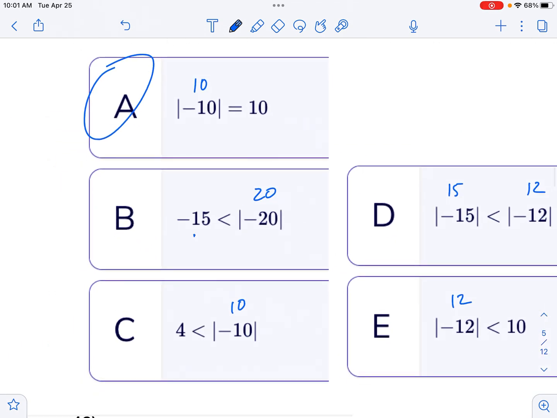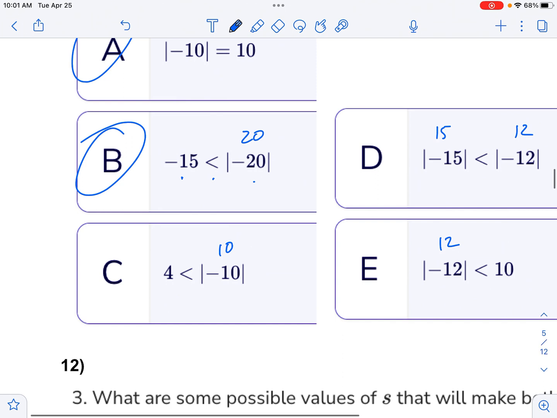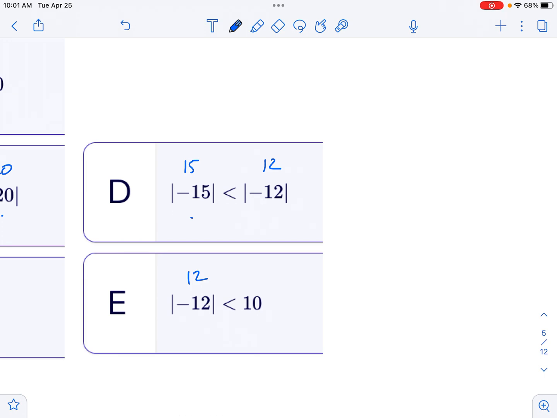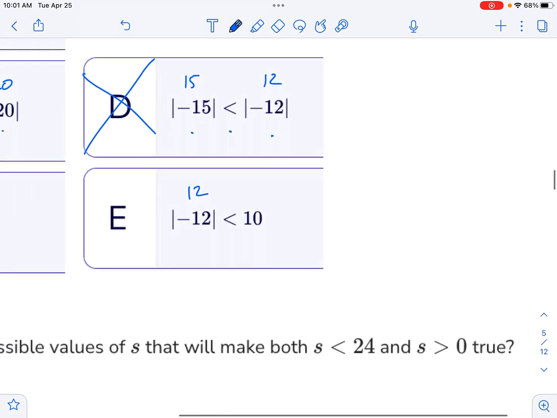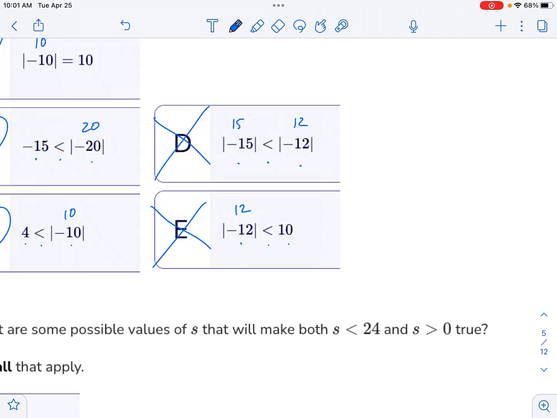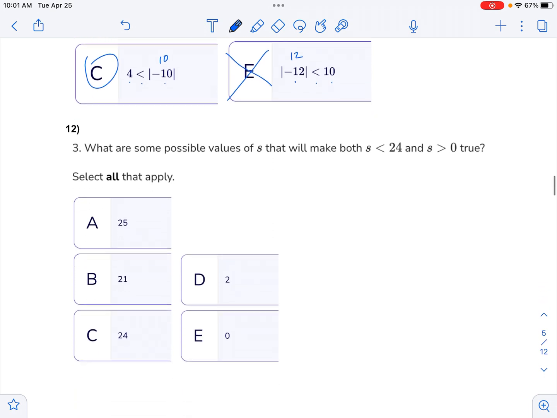Is negative 15 less than 20? Negative 15, it is. Is 4 less than 10? It is. Is 15 less than 12? No, it's not. Is 12 less than 10? It is not. It looks like 3 things work there.